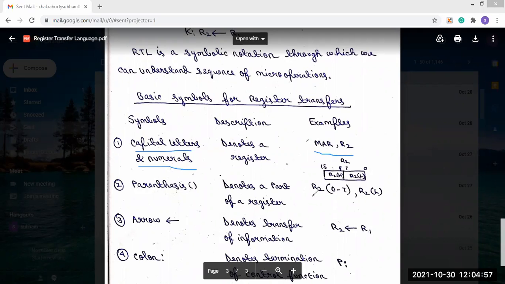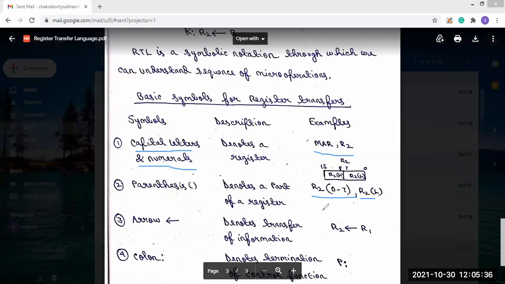Now, if it is written like that, R2, 0 to 7, that means 0 to 7, it is a representation of the low bits. And 8 to 15, not 16, because we are starting from 0. So that means 8 to 15 is for the high bits. Either we can write R2L, or we can write R2, 0 to 7. These two things mention the same thing: it is for the low bits.